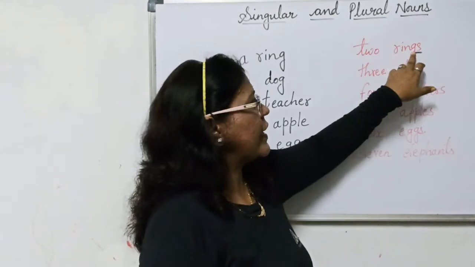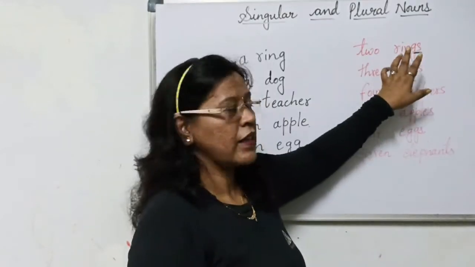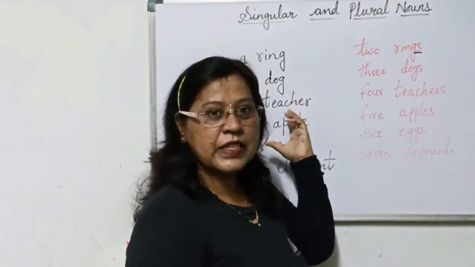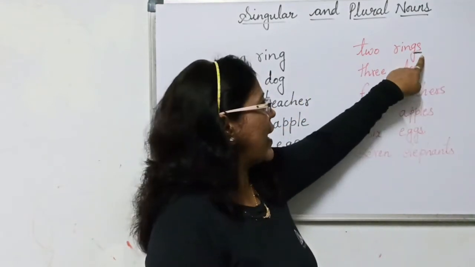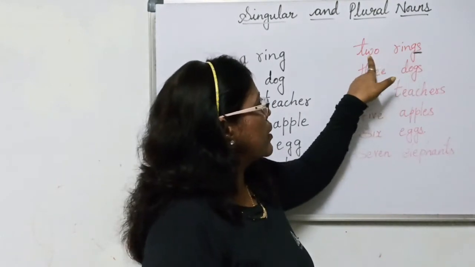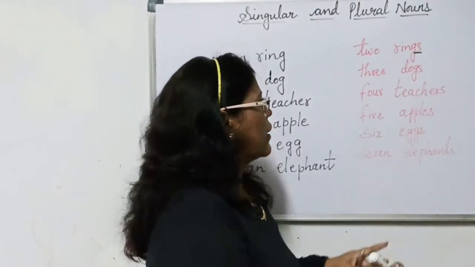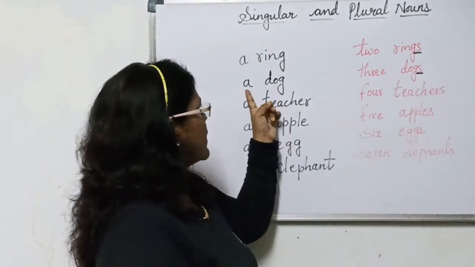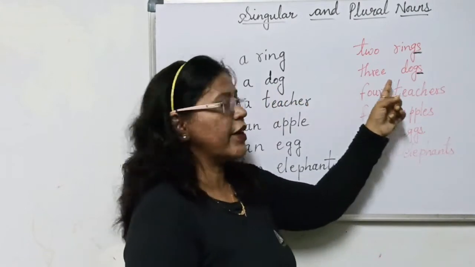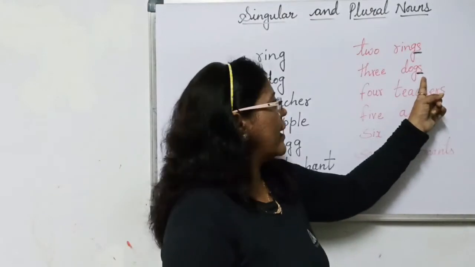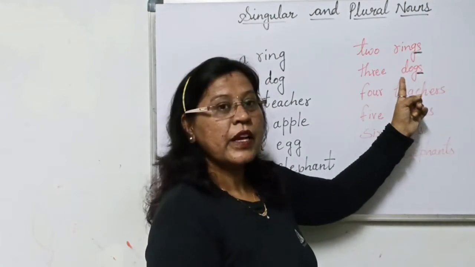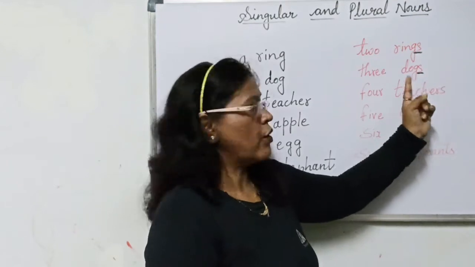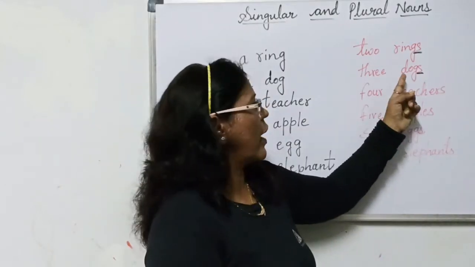So when you add S to any noun or any word, it becomes plural. From singular, you can change by adding S. Two rings. Three dogs. To dog, we added S. Here is a single dog, a dog. Here, three dogs. So from one dog, it has become many dogs, okay? Three dogs, more than one.